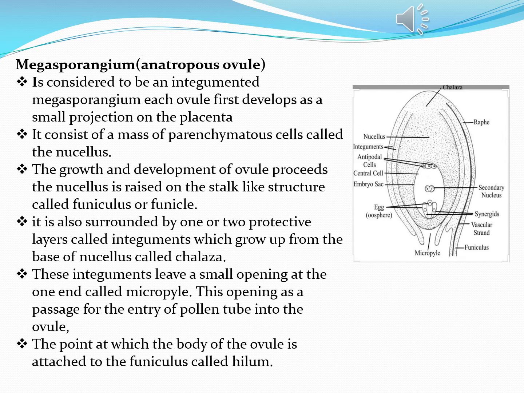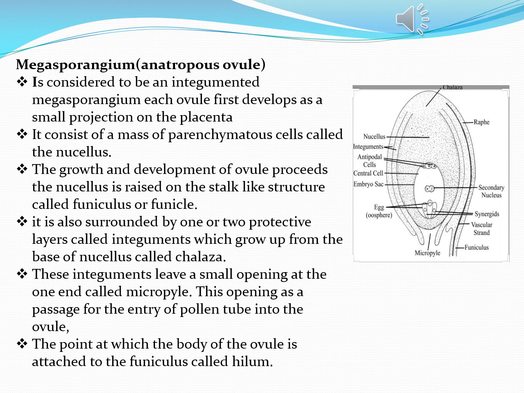This ovule is covered by protective layers, as we already discussed, that it is integumented. It is surrounded by one or two protective layers called integuments, which grow up from the base of the nucellus. The part from which they arise is called the chalaza. So the integuments start, or are formed, from the part that is the chalaza.